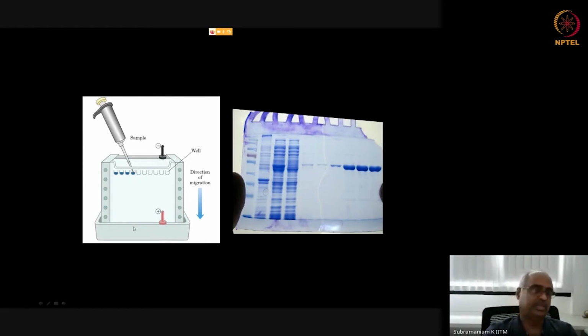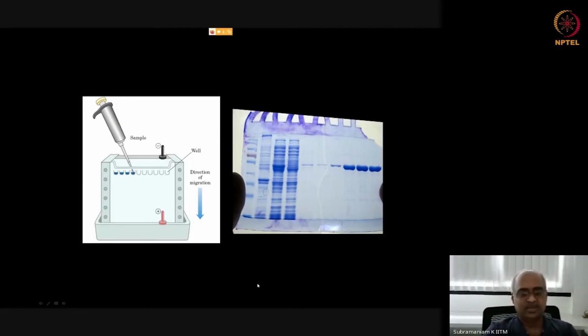So as it migrates, you can see that. Once the separation is done, you open up the gel, take it out, and soak it in a solution that we call fixing. So it fixes the proteins. The proteins no longer diffuse after separation and they remain in position on the gel.